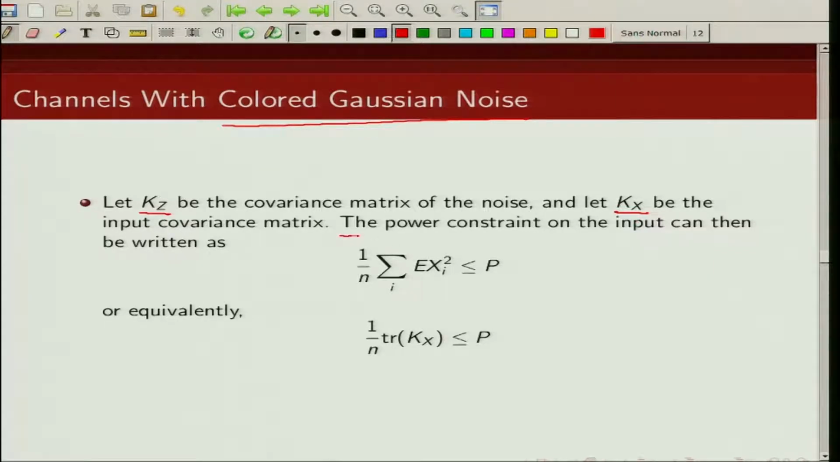Now we can write the power constraint on the input like this, which can be equivalently written in terms of the trace of the input covariance matrix K of X. So this can be written as 1 by n times the trace of the input covariance matrix, that is less than or equal to P.